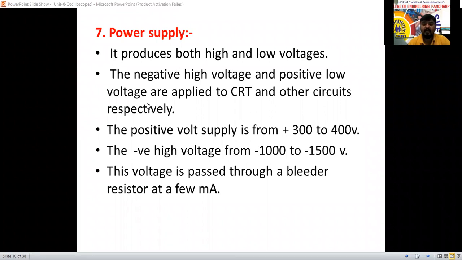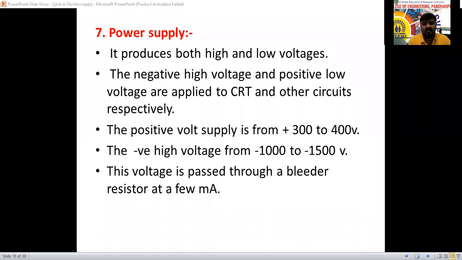So the CRT is also an electronic instrument here. It requires the power supply, but for the higher voltages, the electronic instruments will get affected. For that reason, mostly we prefer a negative high supply for high voltages. It produces both high and low voltages. It is going to produce high voltages from plus 400 volts to minus 1500 volts. Here 400 is plus, and minus 1500 is going down from 0. We are also going to provide a very low voltage.